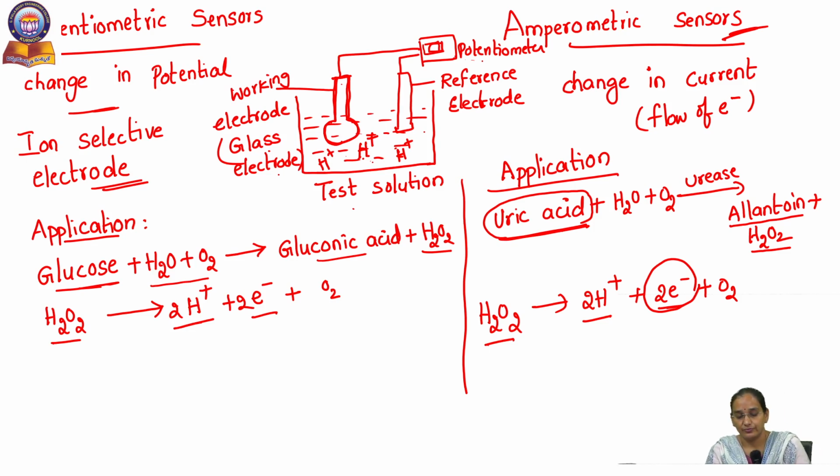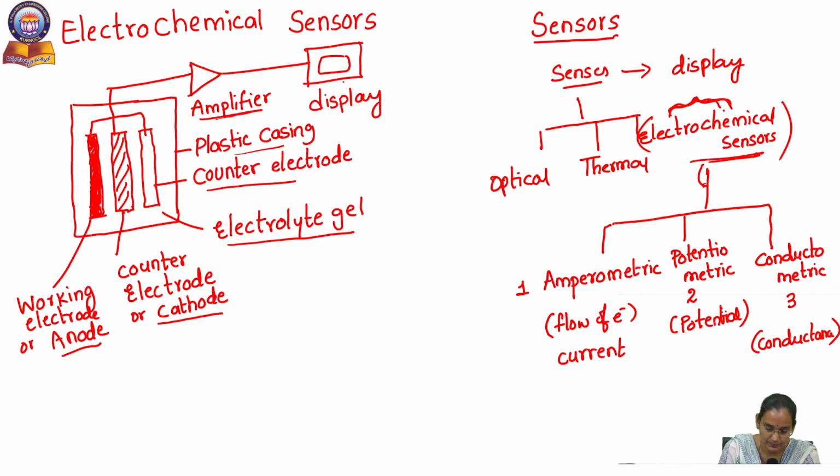So coming to first, electrochemical sensors. The common construction of electrochemical sensors has 3 electrodes. One will act as the working electrode and the other 2 will act as counter electrodes. The working electrode also acts as anode, and among the 2 counter electrodes, one will act as cathode. These are connected to an amplifier, and any changes will be displayed in the display.